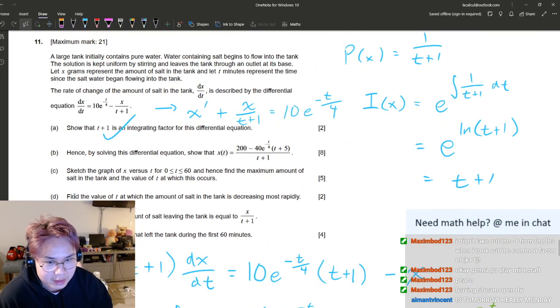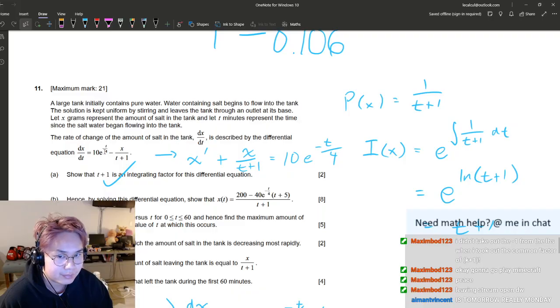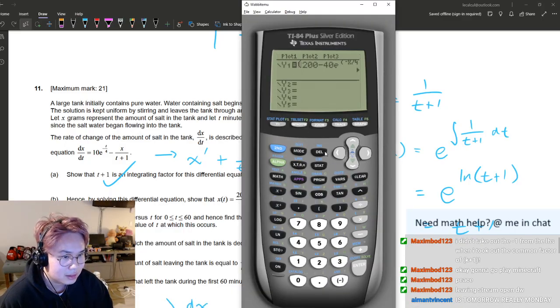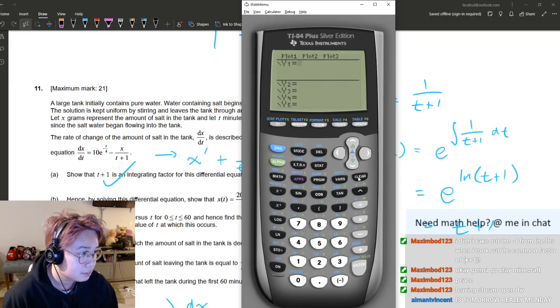Alright, find the value of t at which the salt in the tank is decreasing most rapidly. Okay, well, we want to find out when the rate of the decrease is the biggest. In other words, I need to graph the rate, which is right here, and then find the minimum. Otherwise, you'd be having to do some calculus. But again, when you're doing a paper 2 and they ask for minimums, maximums, I would probably never do calculus, unless it was somehow faster.